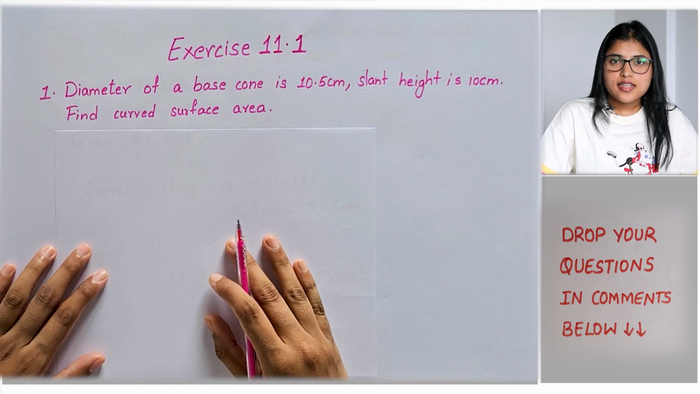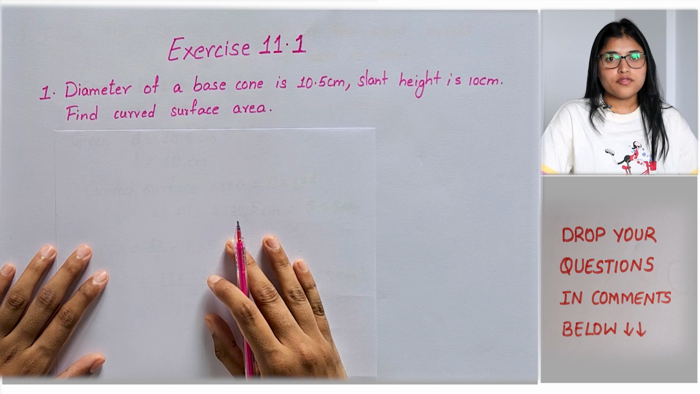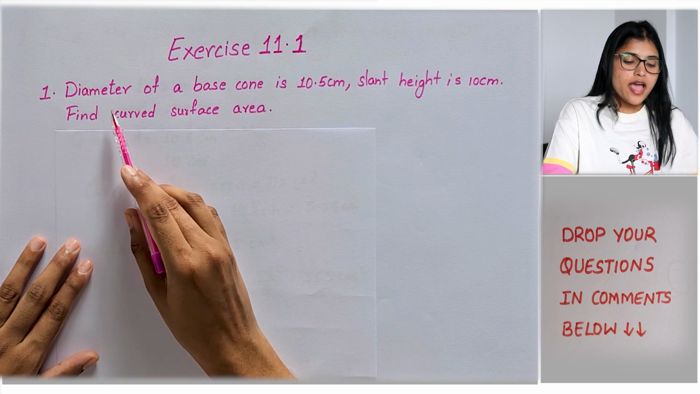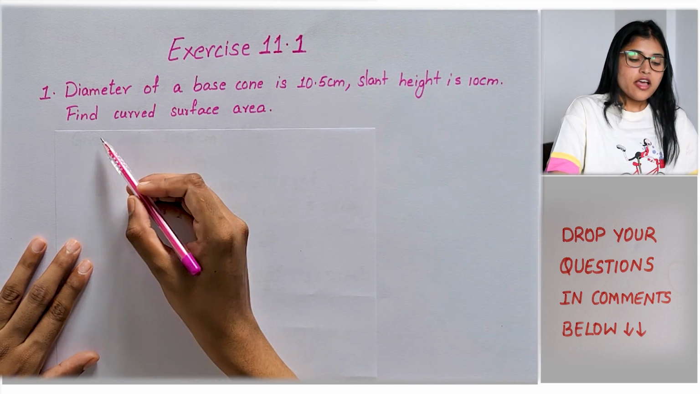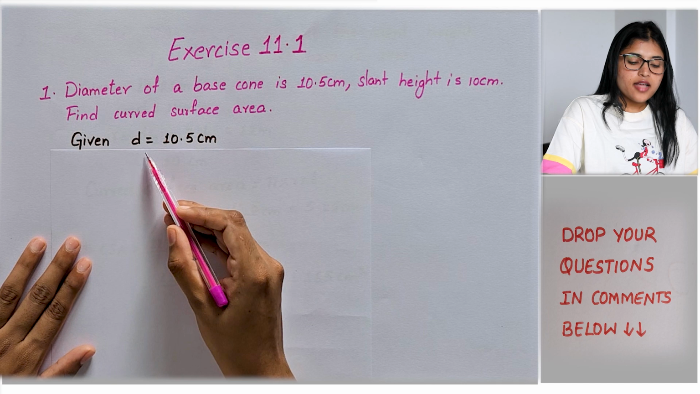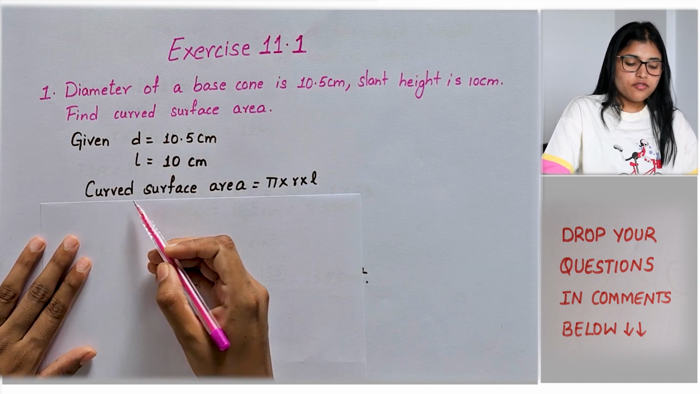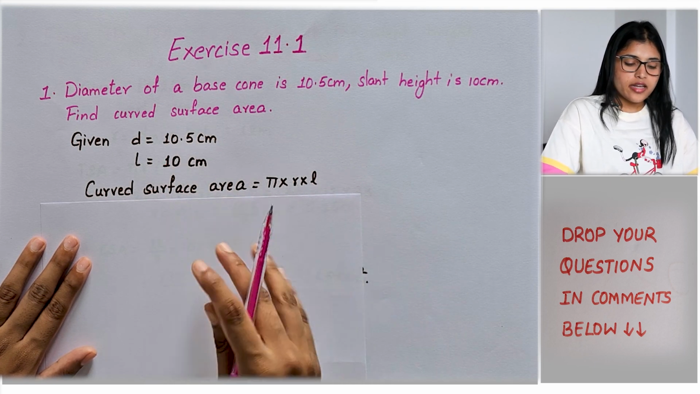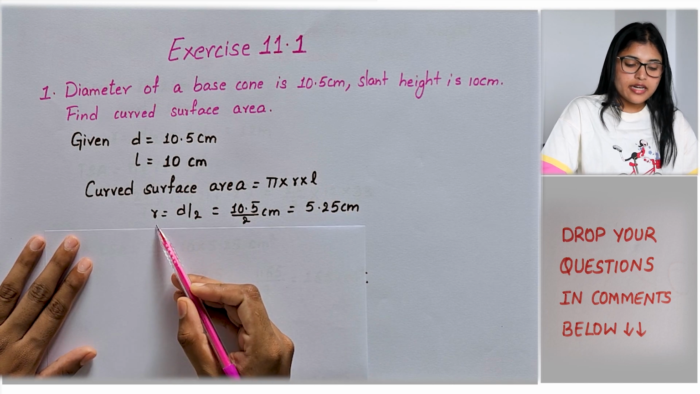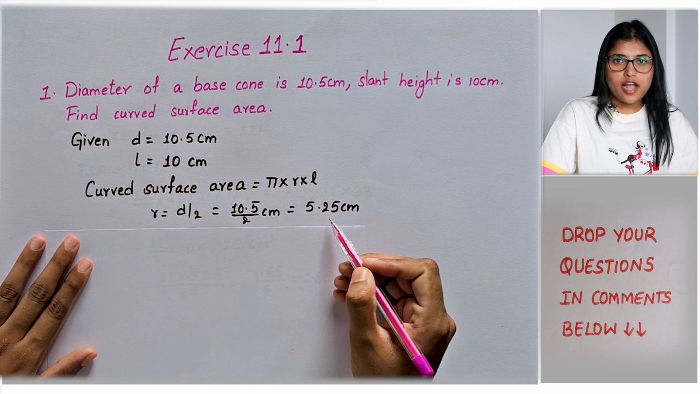Let us start solving exercise 11.1 questions now that we have understood the concept of curved surface area and total surface area of a right circular cone, or here we call it just a cone. First question says diameter of a base cone is 10.5 centimeters, slant height is 10 centimeters. Find the curved surface area. Given to us are the diameter 10.5 centimeters, slant height L 10 centimeters. I know that the formula of curved surface area is pi r L. So I can substitute the value of pi, r and L in the formula. Before that, I need to find radius from the given diameter. Radius is diameter by 2, which is 10.5 by 2, which is 5.25.